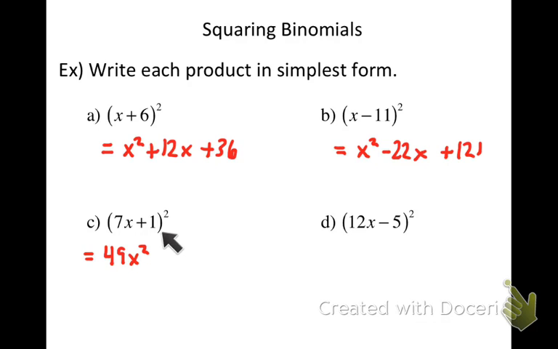We'll square 1 and get 1. And then we'll multiply the two terms together and double. 7x times 1 is 7x. If you double 7x, you get 14x. There's your perfect square trinomial.